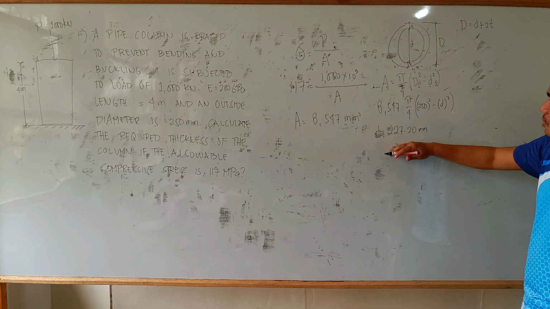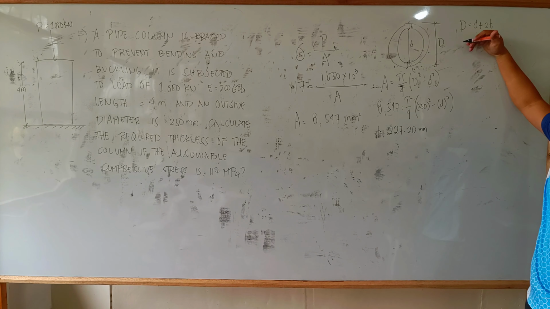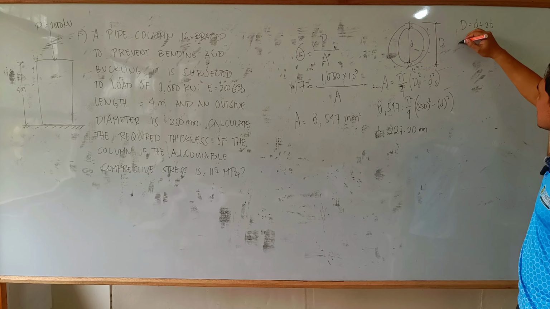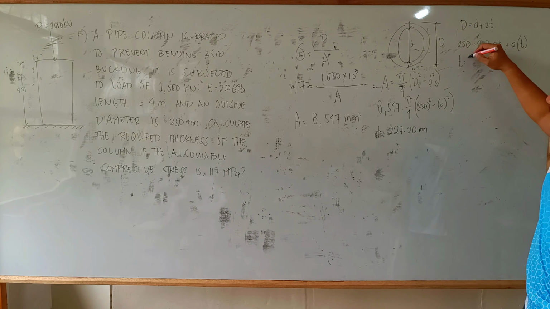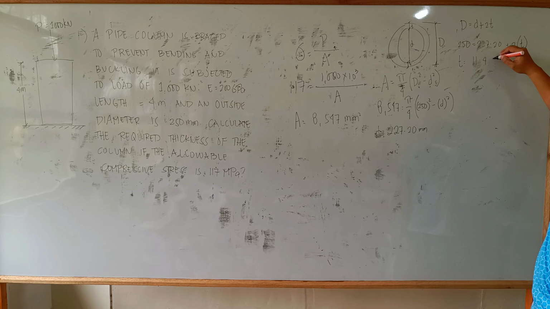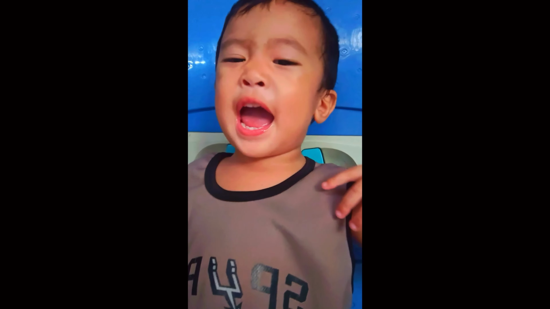Now we supply this to the diameter formula. The outer diameter 250 equals the inner diameter 227.2 plus 2 times the thickness. The thickness is 11.4 mm. Now, this is the answer. That is the thickness.